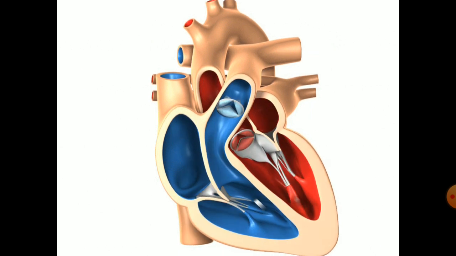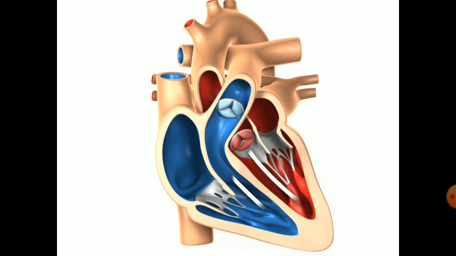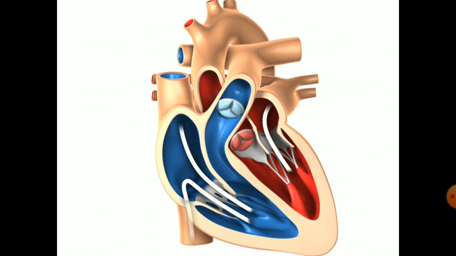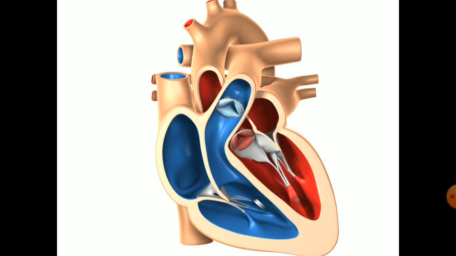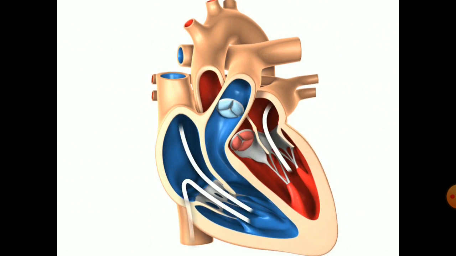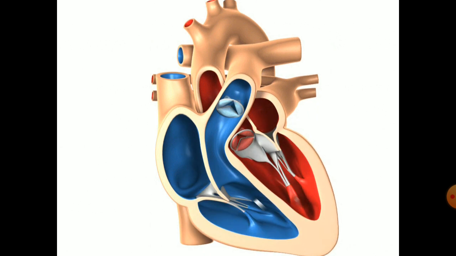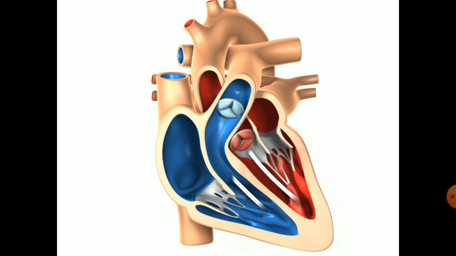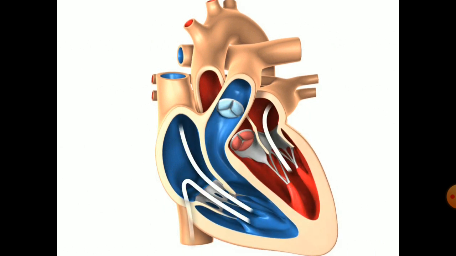And in the lungs, this deoxygenated blood is oxygenated, the gaseous exchange takes place, and then the pulmonary veins carry the oxygenated blood into the left atrium, and from the left atrium into the left ventricle, and from the left ventricle into the aorta, and from the aorta to the different parts of the body.